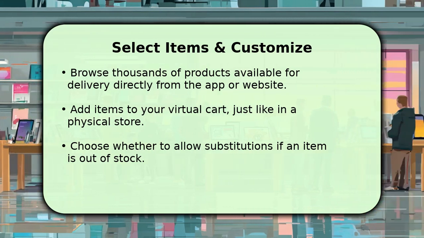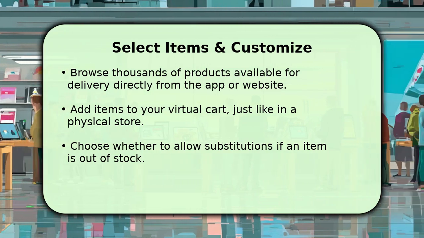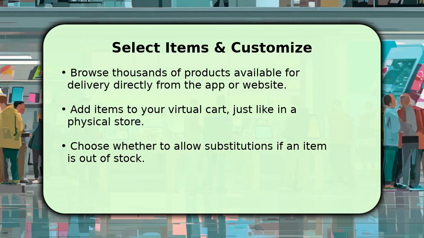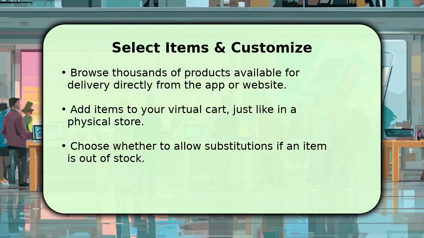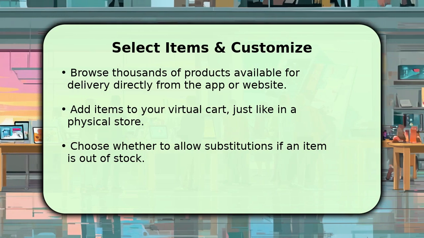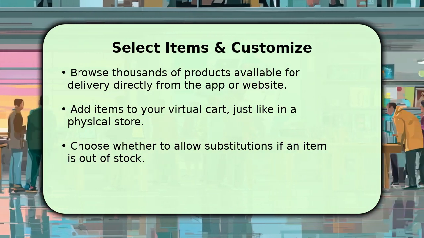When selecting groceries, remember to specify your preferences for substitutions, like choosing a different brand of milk if your first choice is unavailable. You can also add helpful notes for your personal shopper, ensuring you get exactly what you need. This attention to detail improves your shopping experience.